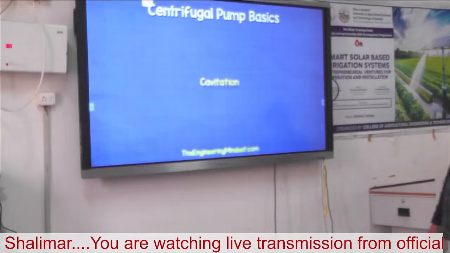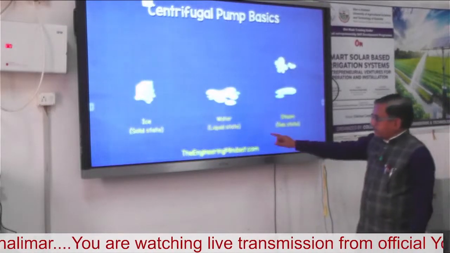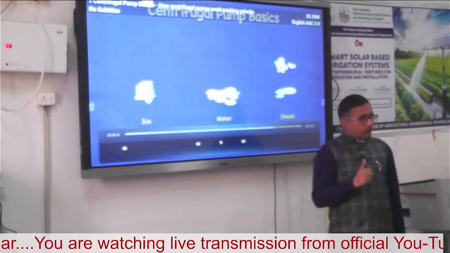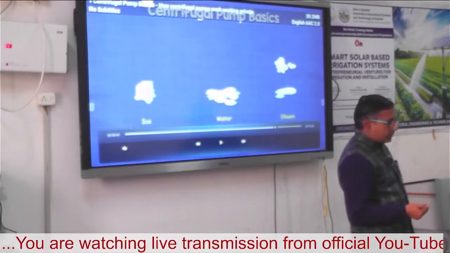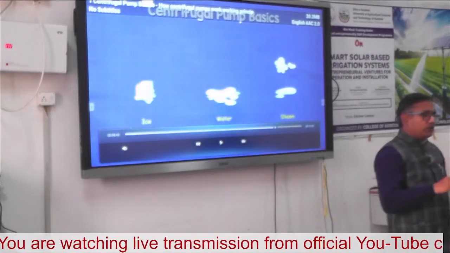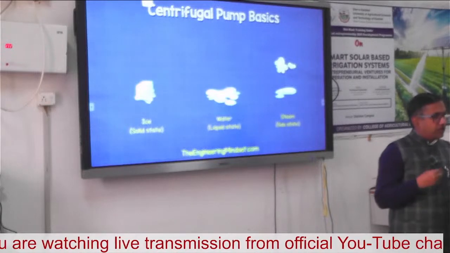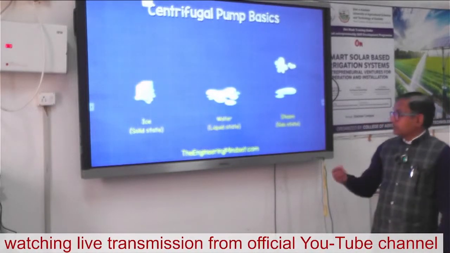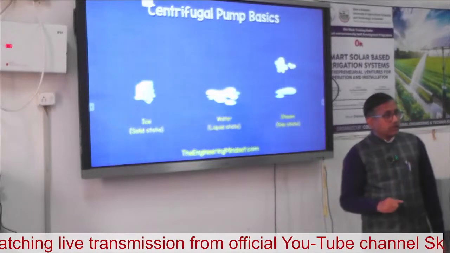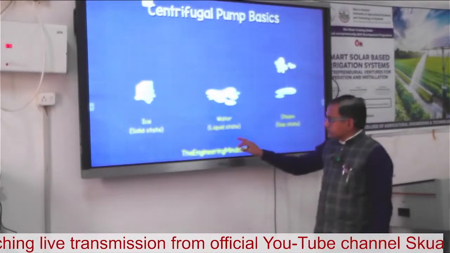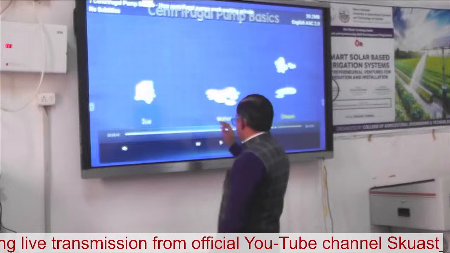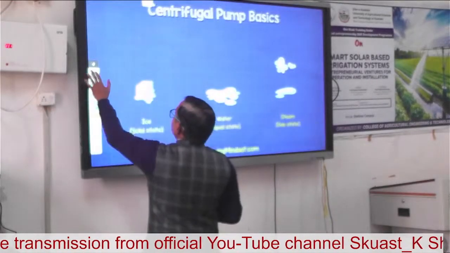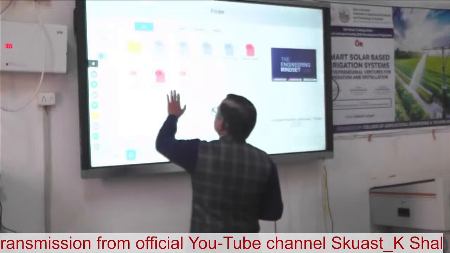So what is cavitation? It is another important issue which occurs in pumps, only the centrifugal pump. So the centrifugal pump is obsolete, or you can say it is not feasible in every condition. The submersible pumps come into the picture. The important loss is the cavitation. So cavitation we will discuss in the forthcoming slides. Now come back to our presentation again.